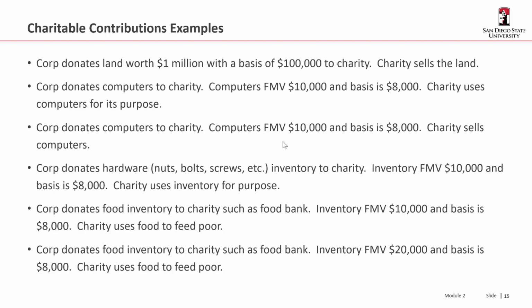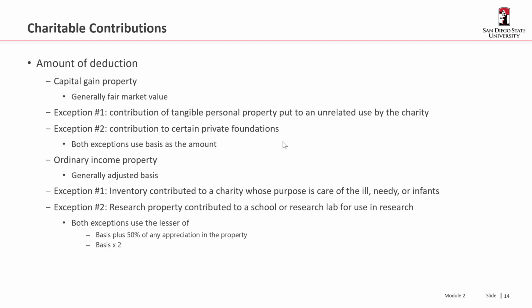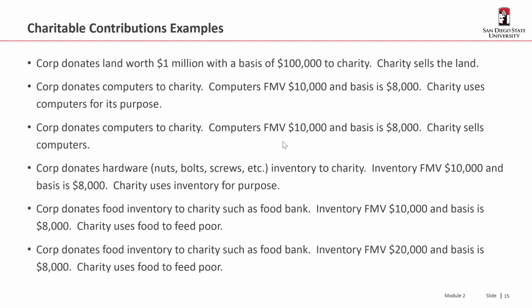All right, let's do some examples. A corporation donates land worth $1 million, basis of $100,000, and the charity sells the land. Well, that's capital gain property, and that isn't tangible personal property, right? That's real property. So it doesn't matter that it's an unrelated use under exception 1. And so as a result, they're going to take a $1 million deduction for that.